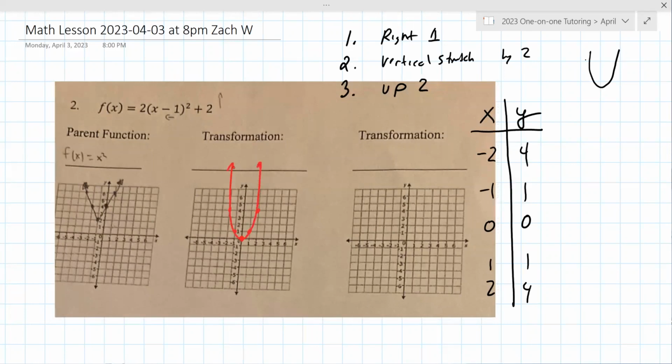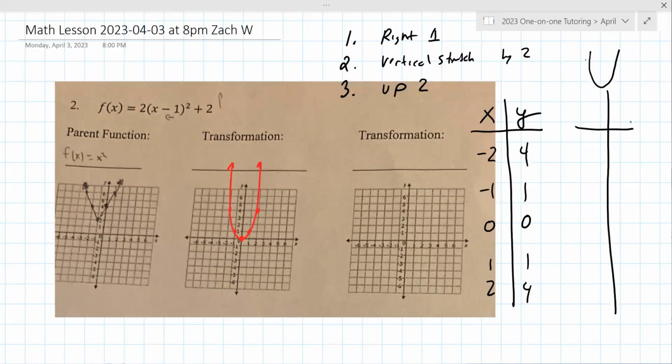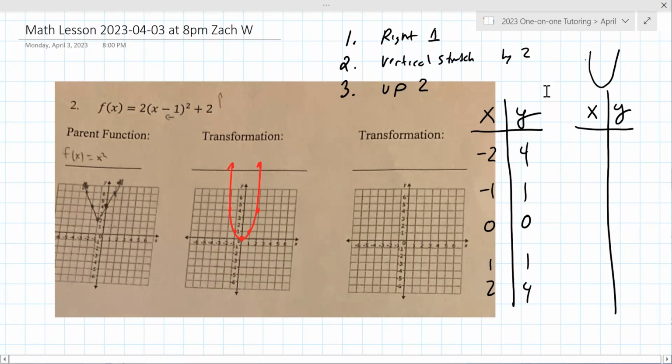So you alluded to this, and I think that's really the right way to do this once you've seen this a few times: what affects the x? Does the right one affect the x? Yes, it does. Does the vertical stretch affect the x? No, it does not. Does the up two affect the x? No, it does not. So the right one affects the x only. So basically every x value is going right one: -1, 0, 1, 2, and 3.